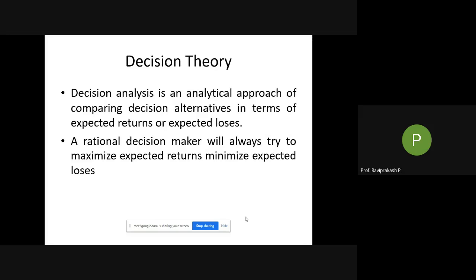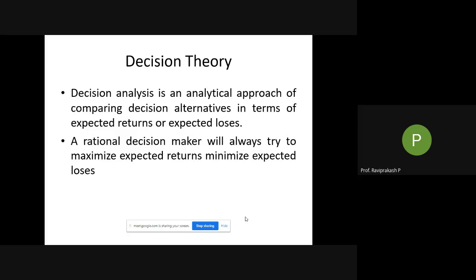Decision analysis is an analytical approach of comparing decision alternatives. Analytical approach in the sense there is some numbers involved. In what terms are the numbers involved? In terms of expected returns or expected losses. Will I get more benefit somewhere, or more loss? So this is what is called a decision theory: a set of alternatives available to you, which we analyze in terms of expected returns or expected losses.